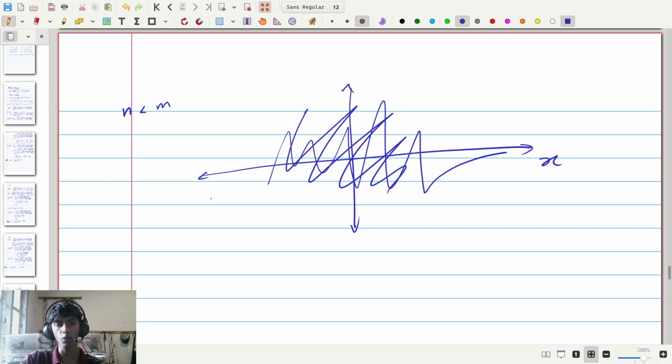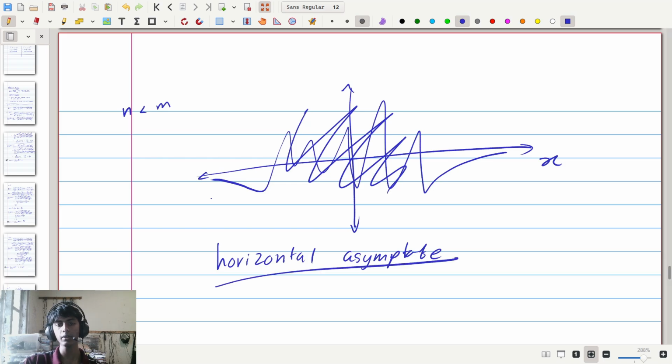This is what we call a horizontal asymptote. The horizontal asymptote is the value that we are approaching as we get really large x's. So here, another terminology, the horizontal asymptote.